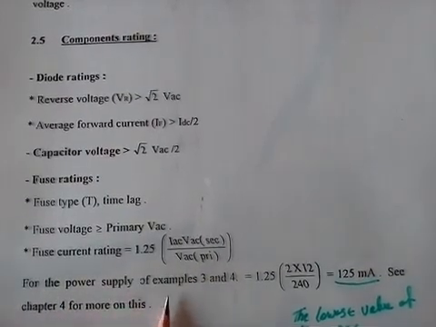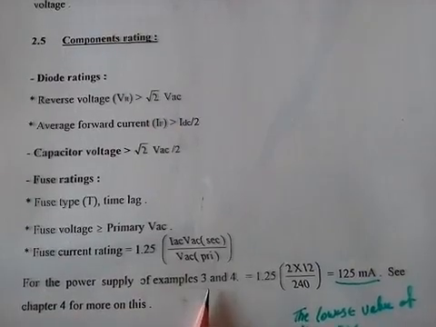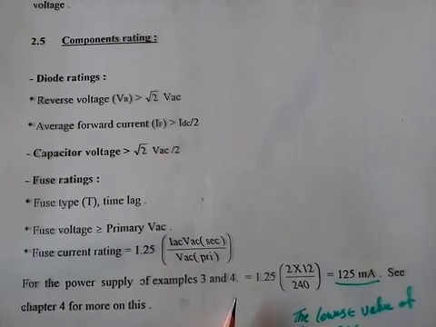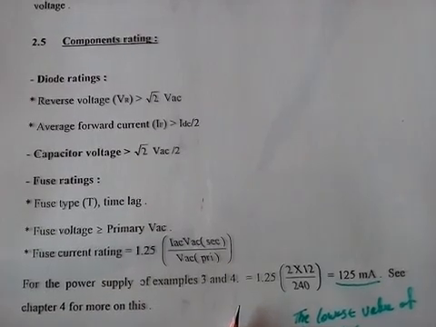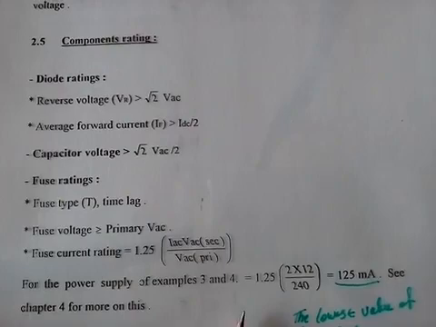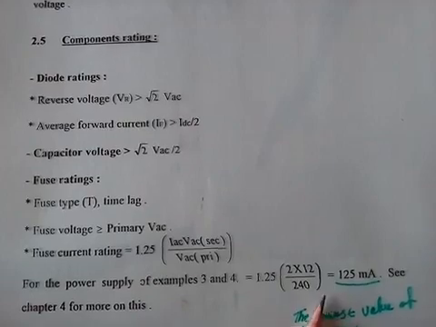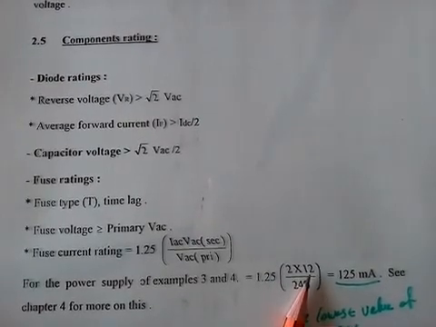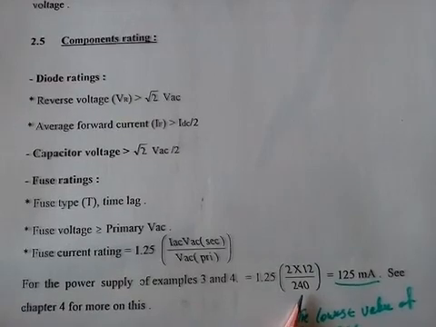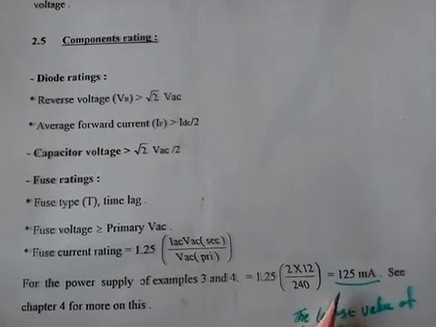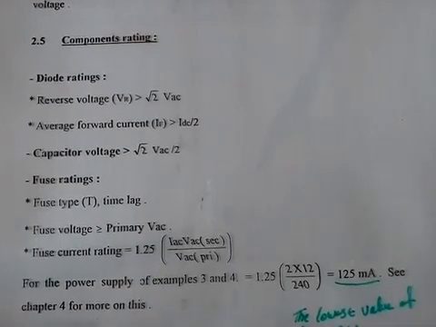For the power supply of examples 3 and 4 that we had earlier, with smoothing cap or without smoothing cap, it's the same fuse, because you are protecting the transformer. That's the idea, and you are using the maximum that you can get out of it. Plugging numbers in there, that equals 1.25 multiplied by 2 times 12 divided by 240. That's when you are using 240 volts as the main supply voltage. That comes up to be 125 milliamps. See chapter 4 for more on this.